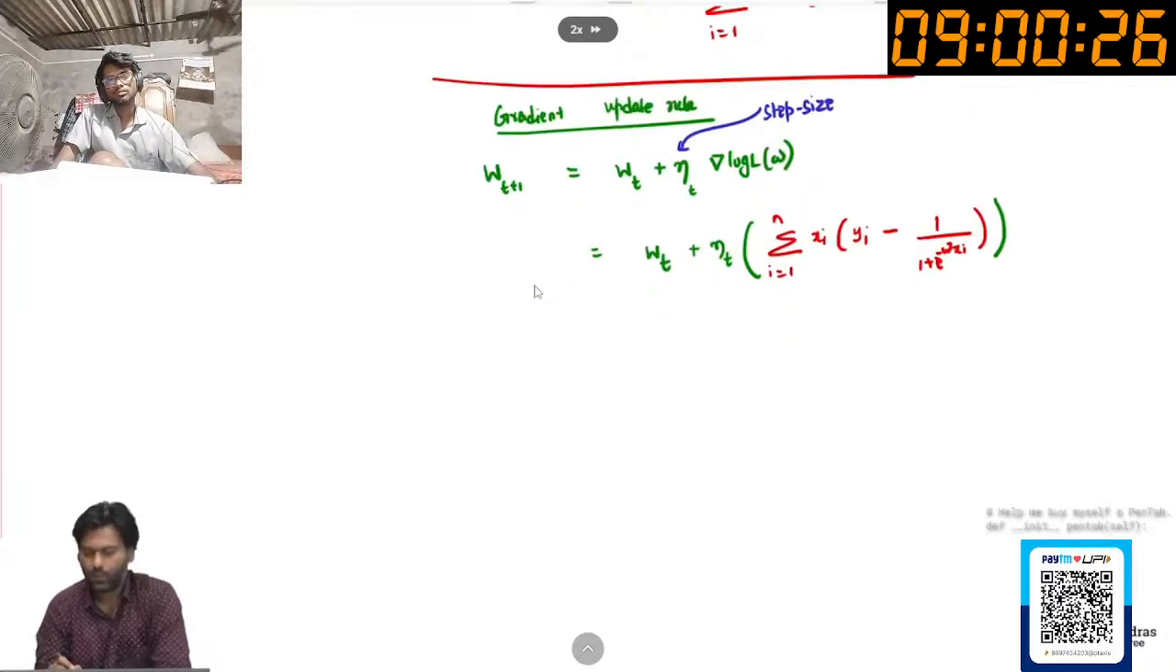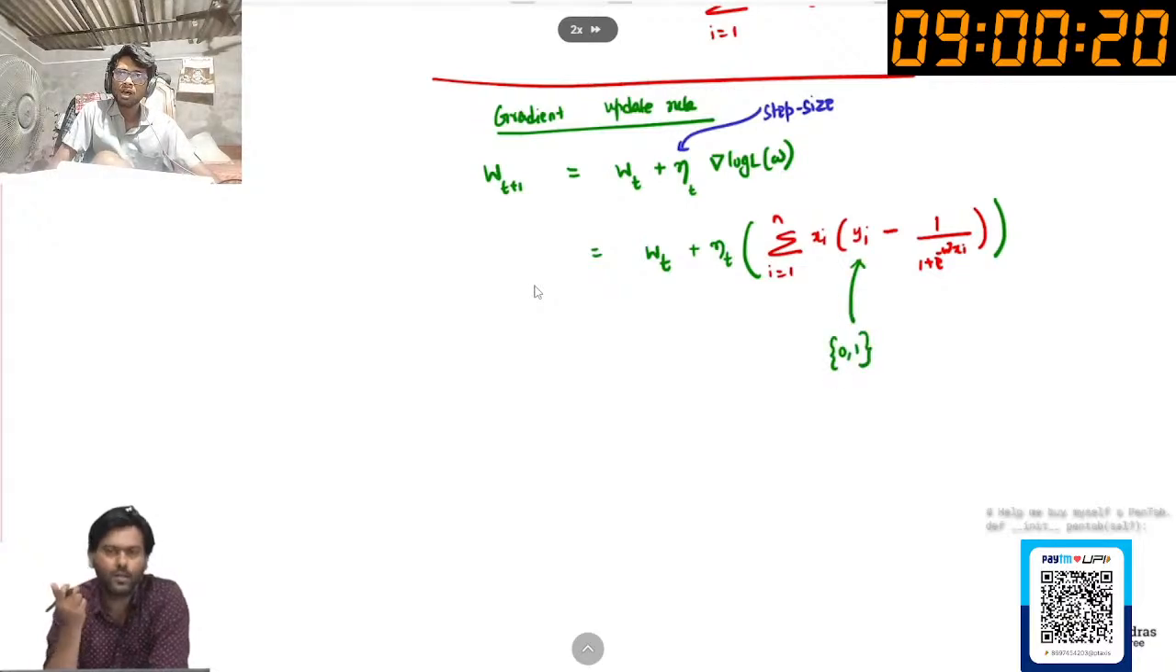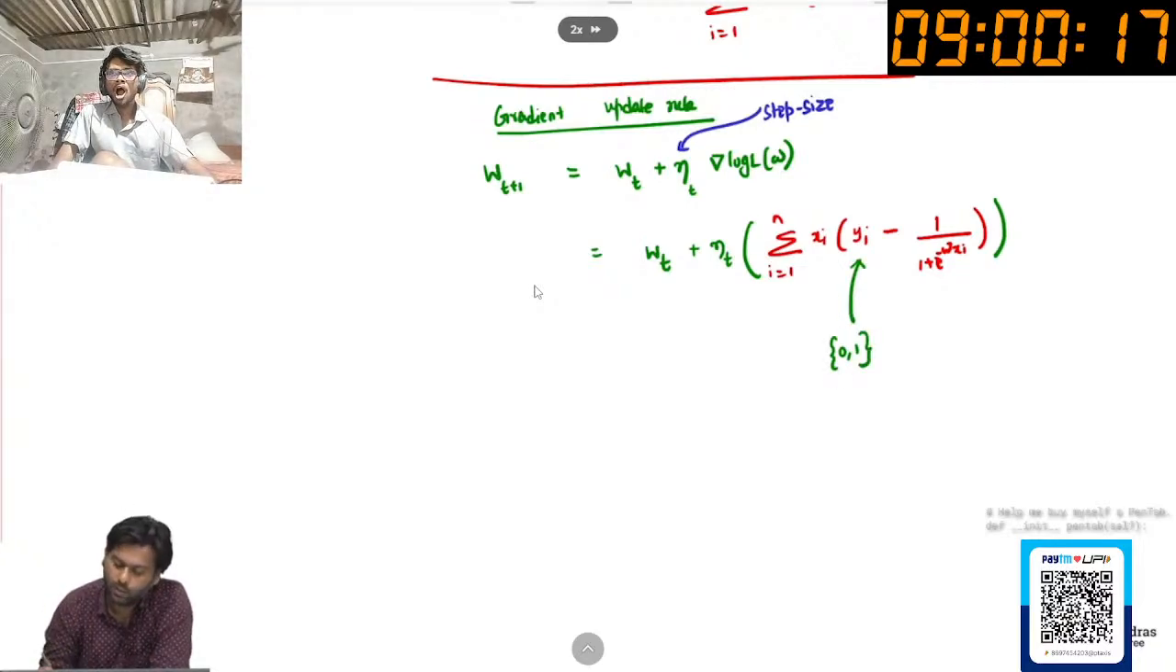Now, if you look at this, there's something interesting happening here. It is instructive to study this gradient. This yi is just 0 or 1. It's just a label in your data set for this point, 0 or 1. Now, this term, 1 divided by 1 plus e power minus w transpose xi, what is that?